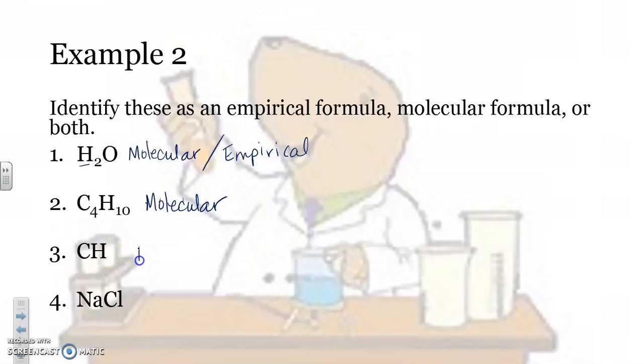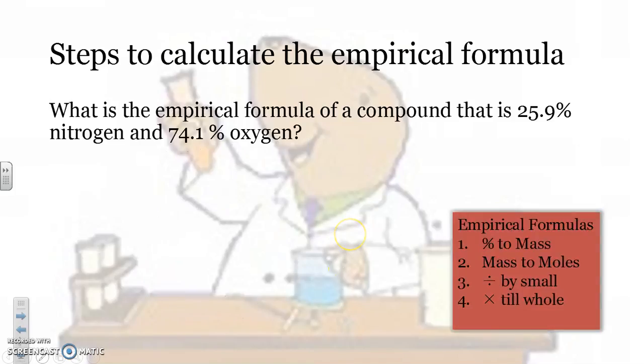All right, C4H10. This one is simply a molecular formula because it can always be simplified. CH, this could be both. Right? It could be both because it's the simplest and it's also a molecular formula. And then NaCl. It is an empirical formula. And it is a molecular formula, because it is the formula for the compound. Good? All right. If I don't give you the formula and I say calculate the empirical formula or find the empirical formula with these numbers, well, now you have to calculate it.